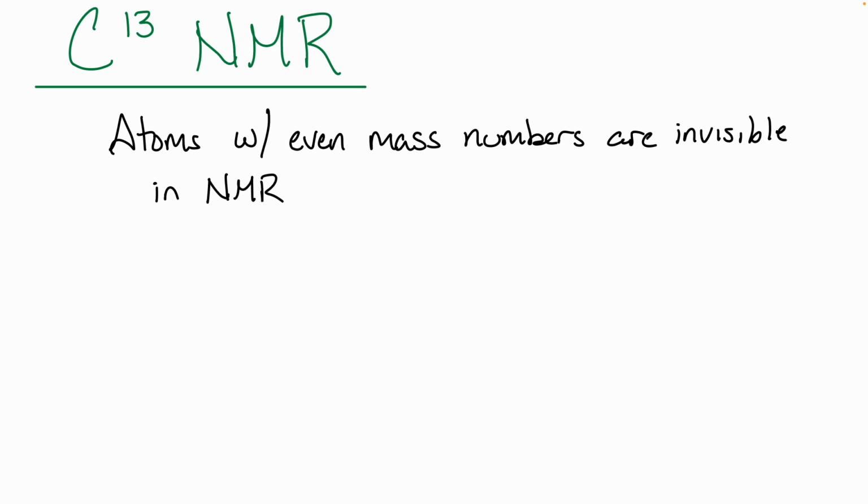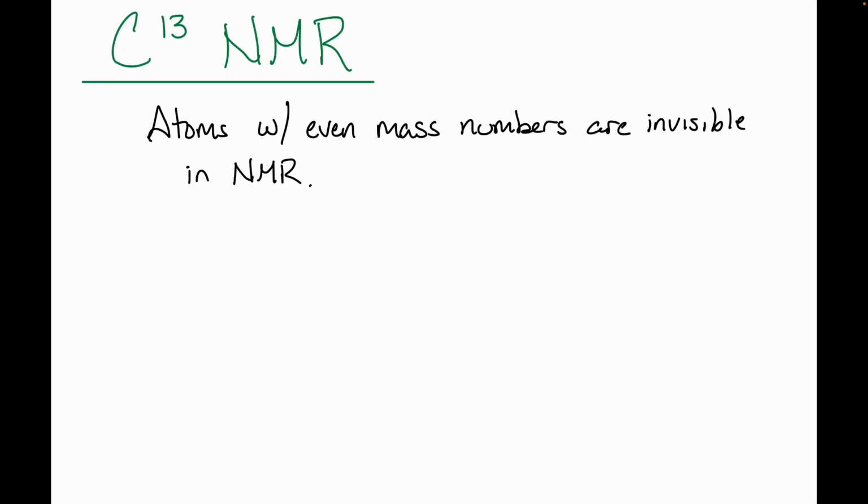So 99.9% of all the carbon on this Earth is carbon-12, but carbon-12, being an even mass number, is invisible in an NMR. What we can see are atoms with odd mass numbers, so carbon-13, one of the rare isotopes. Okay? The nice thing is that everything contains a small amount of those carbon-13 atoms. So that's what we're looking at when we do our carbon-13 NMR.